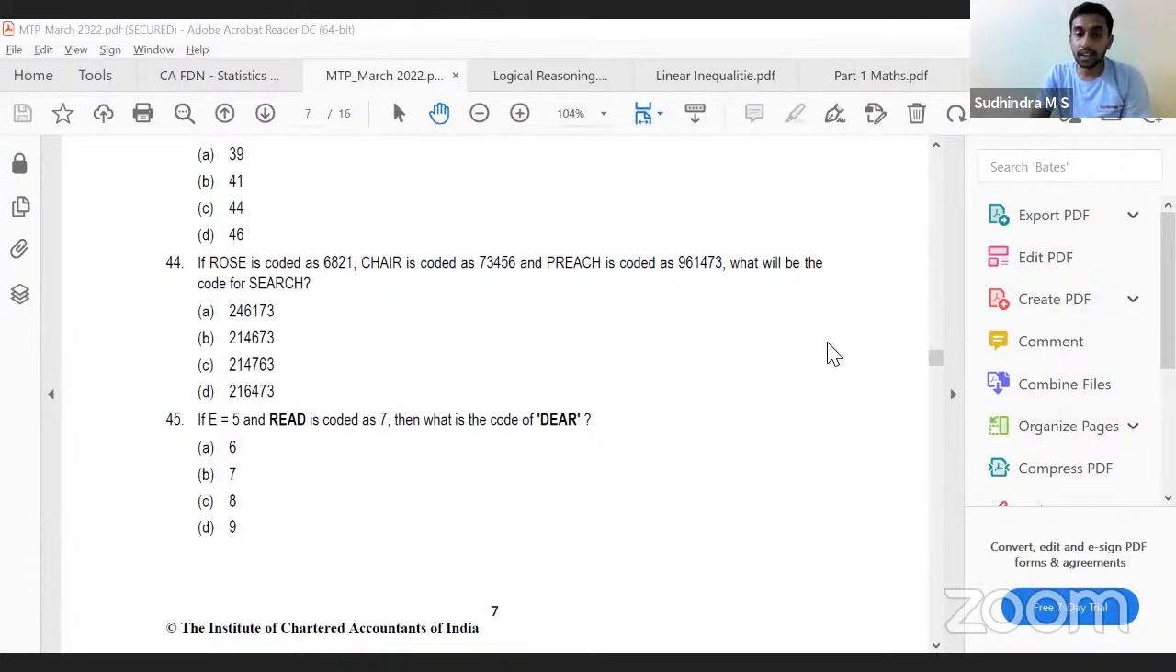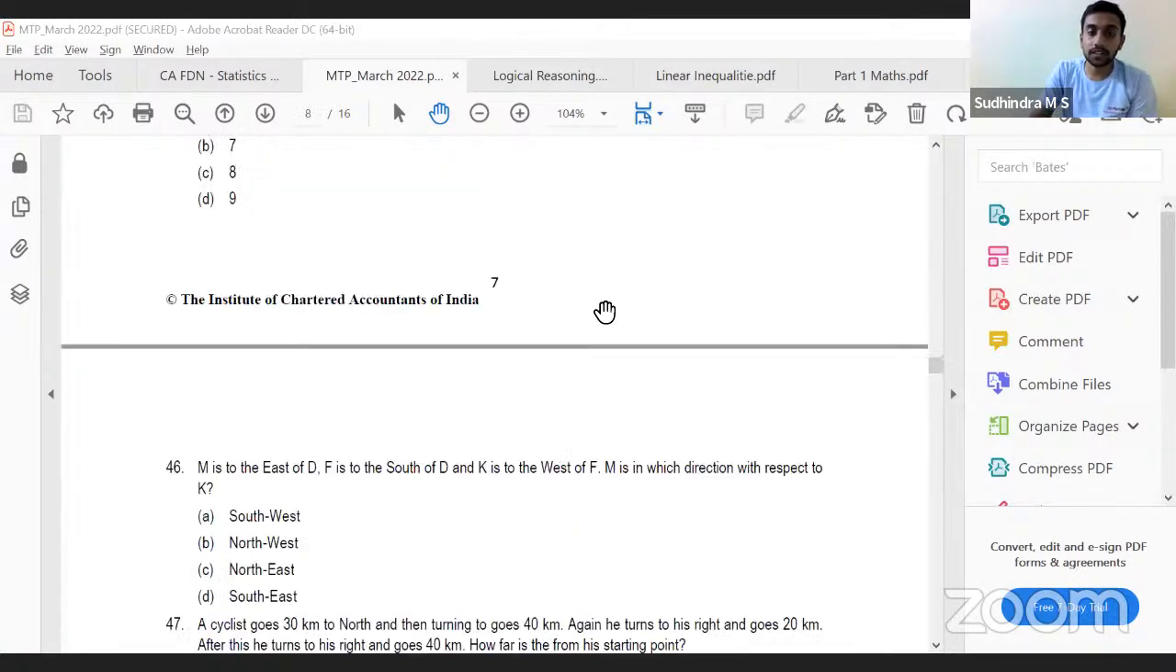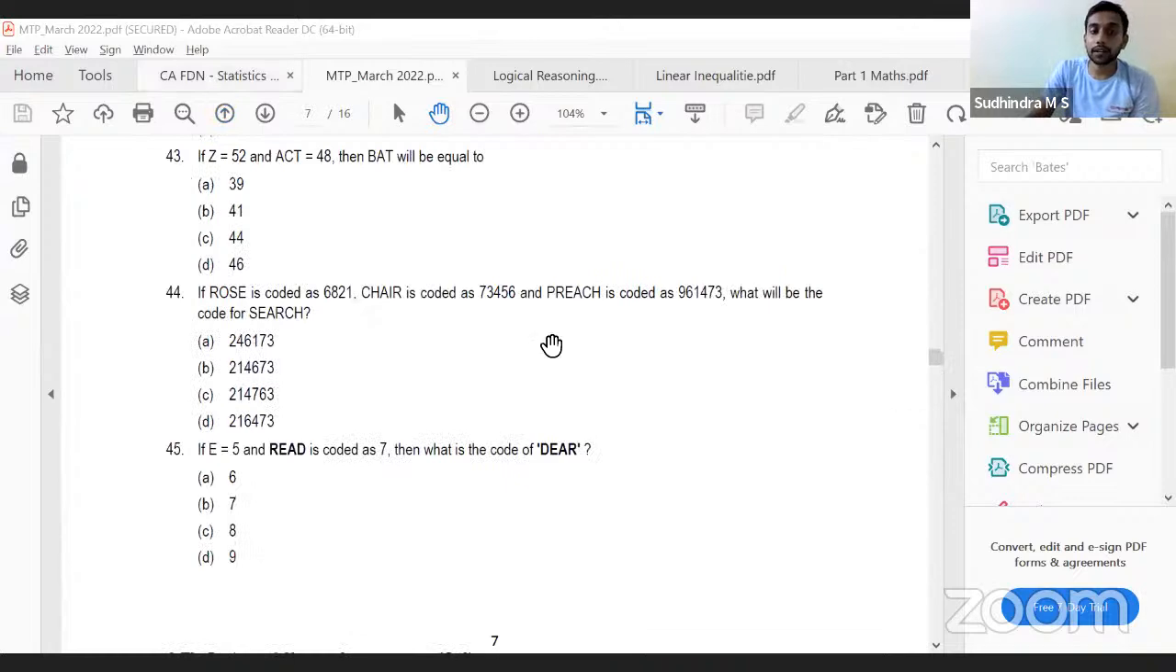Okay. So if E is equal to 5 and READ is coded as 7, what is the code for DEAR? It should be 7, because READ and DEAR have the same alphabets. So it should be 7. That's all. So these are the questions from this chapter.